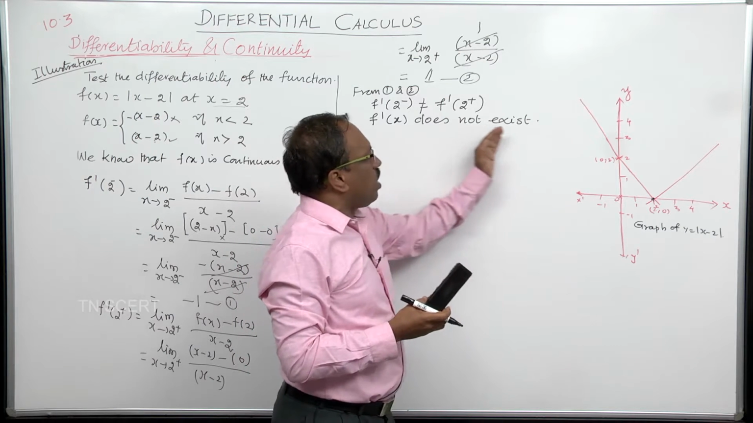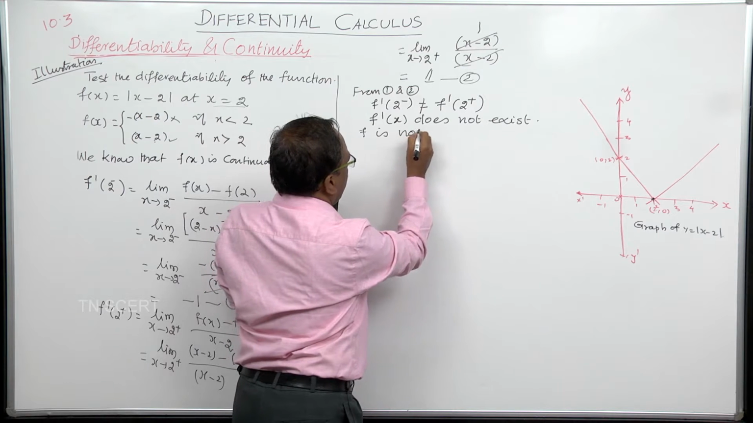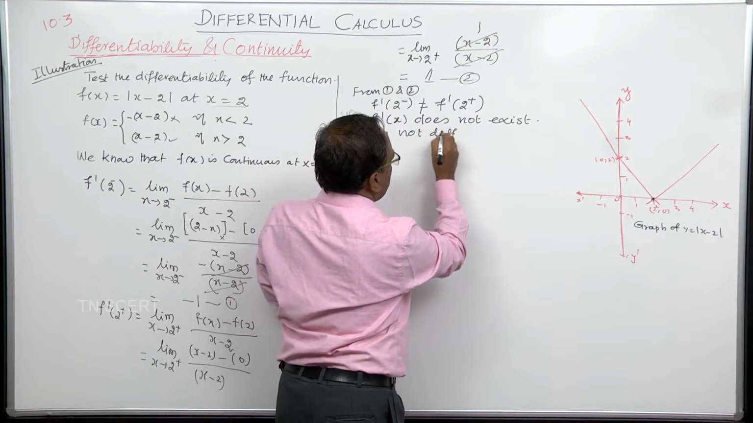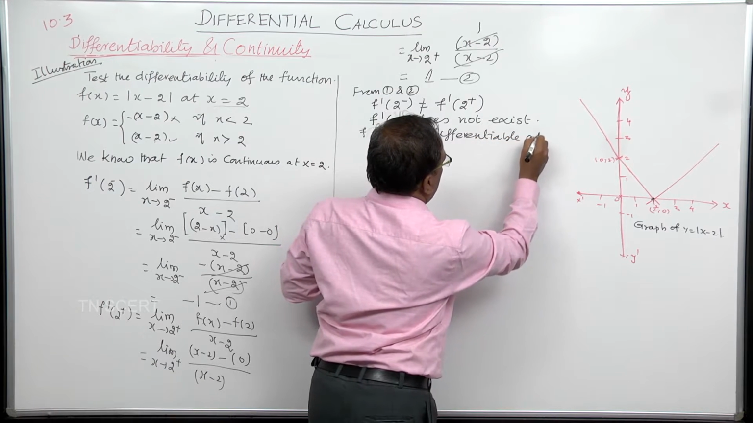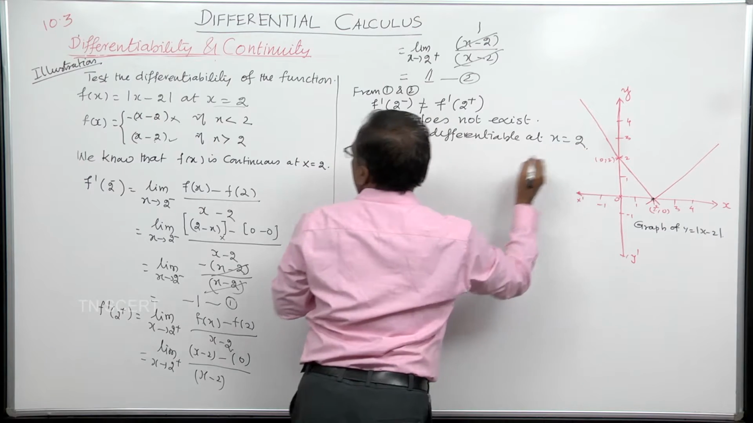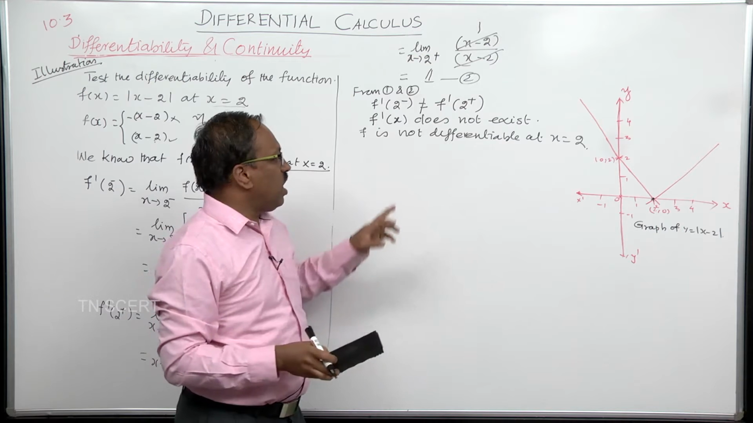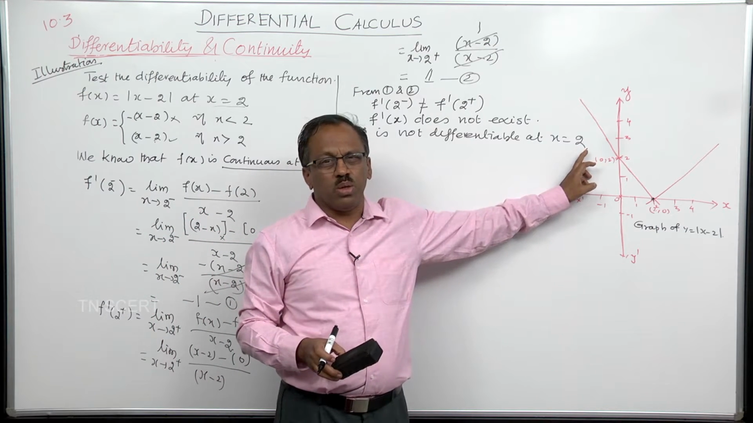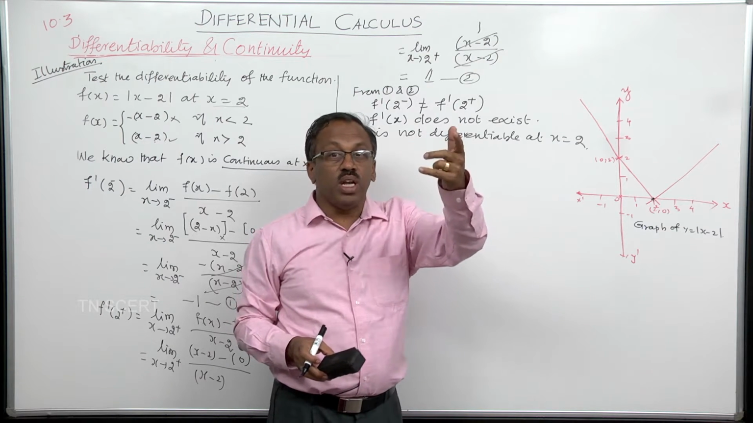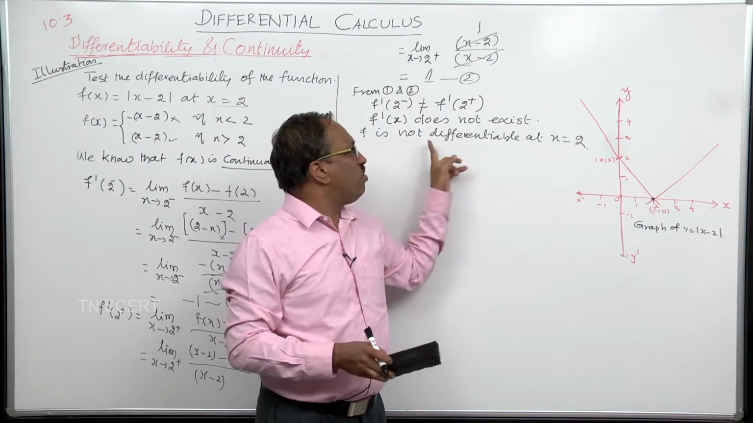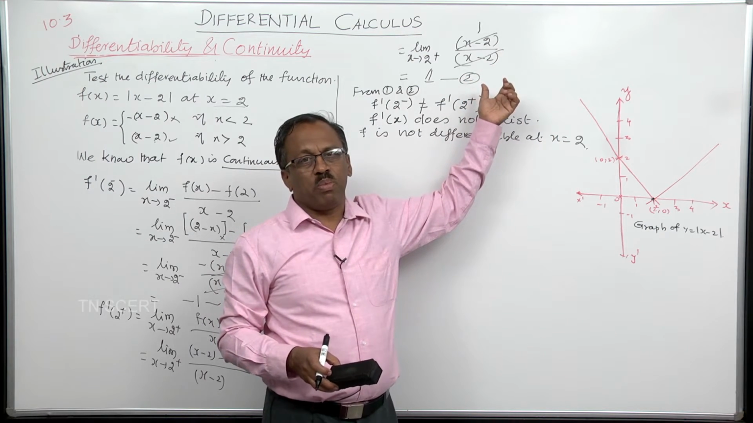f dash of x does not exist. f is not differentiable at x is equal to 2. Remember, it is continuous at x is equal to 2, whereas it is not differentiable at x is equal to 2 because of the result we have.